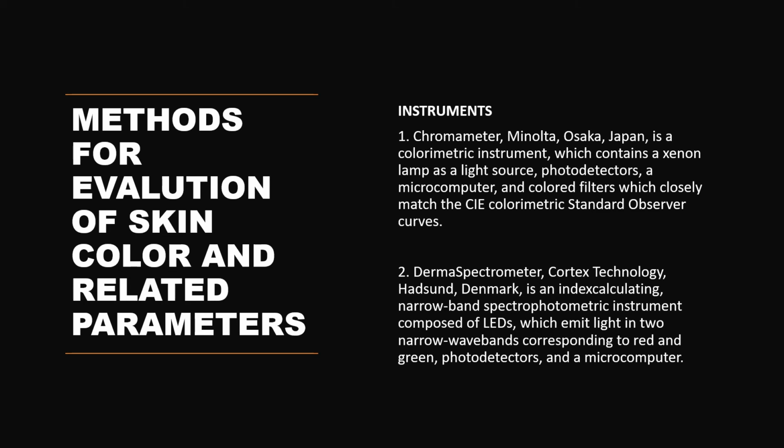And second instrument is the derma spectrometer from Cortex Technology, which is an index calculating narrow band spectrophotometric instrument composed of LEDs which emit light in two narrow wavelengths corresponding to red and green, photo detectors, and a microcomputer. So three things are very important. First is the light source, second is the wavelength of the light which is being applied, maybe a combination of different light like red and green, and photo detectors and microcomputers.